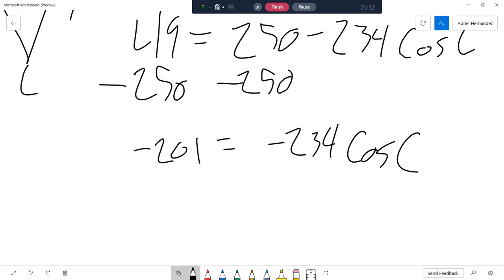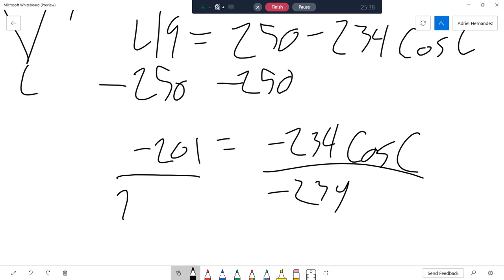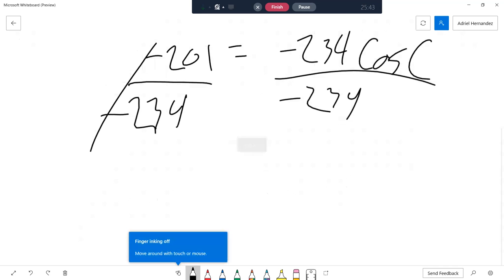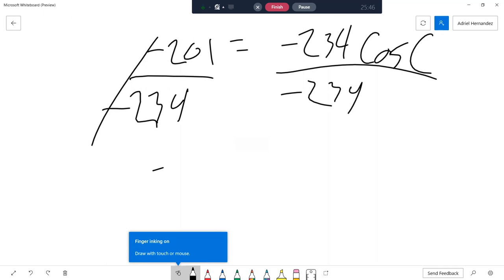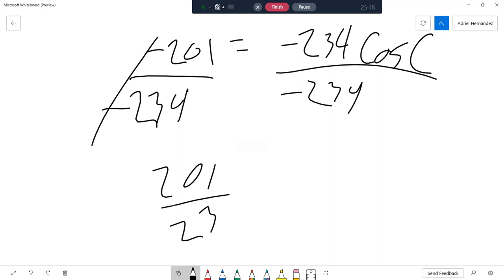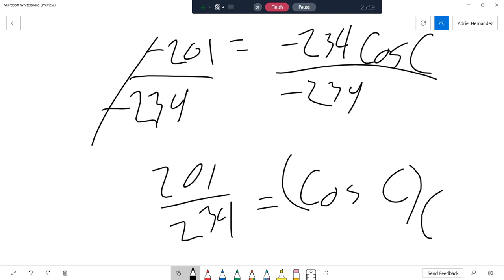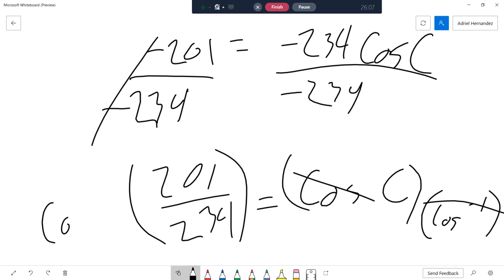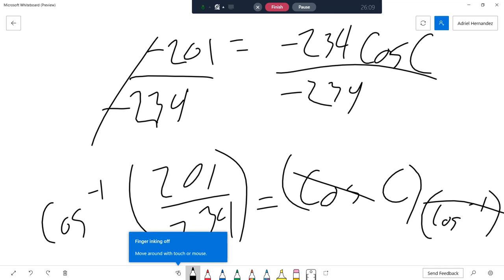And then you just undo multiplication, divide by negative 234. These cancel out, the negative signs do. Then it's 201 over 234. And like we did with sine, you're going to do the inverse cosine. So you're going to multiply this by the inverse cosine, and that cancels that out. And then you're also going to multiply this times the inverse cosine, and that'll give you C.